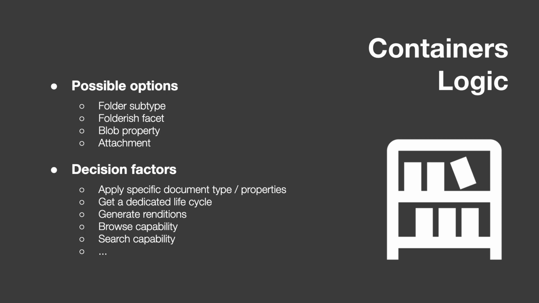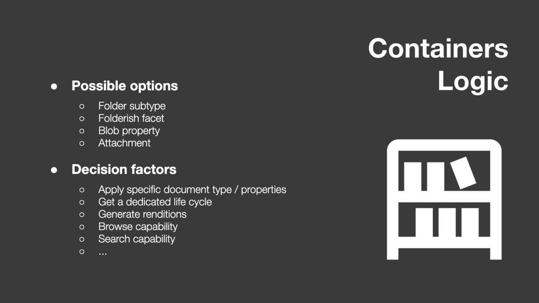Also, if you know that your attachments need to have a dedicated lifecycle that is different from the container one, or if you need to generate renditions for the attachments, so it probably means that you need a specific document types. According to the container, a folder-rich document will list children documents, whereas a file will list the preview of the document. So you have to be careful about this point.